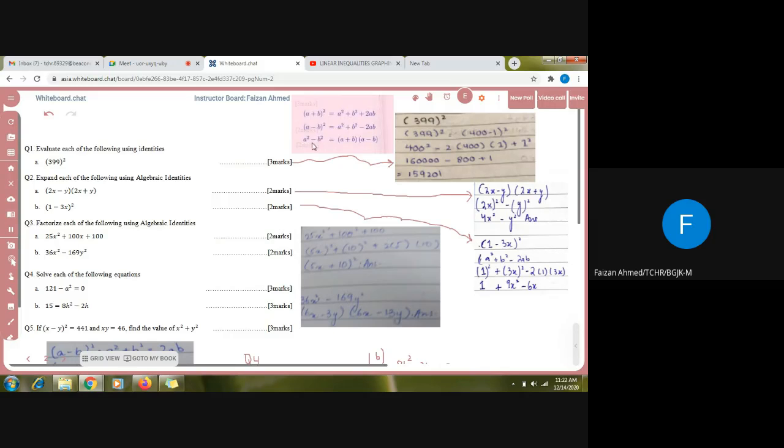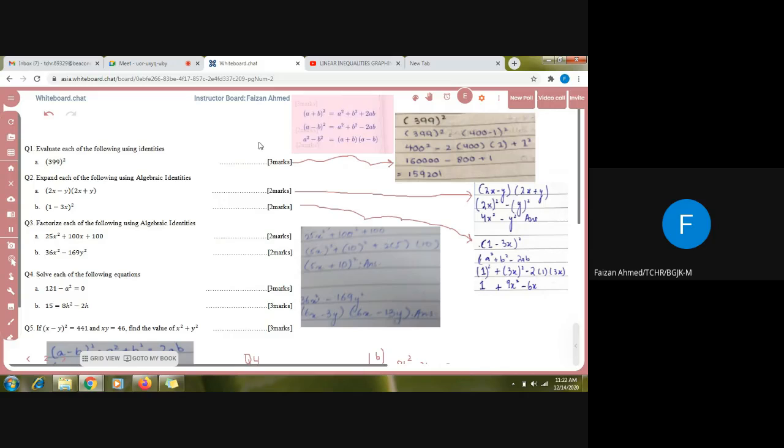And the third identity is the difference of squares identity, in which we have individual squares, a square minus b square, and we just use two brackets. In the first bracket, we add the two terms. In the second bracket, we subtract the two terms. So these are the three identities which you have to use to solve this assignment, or I can say you have used it.